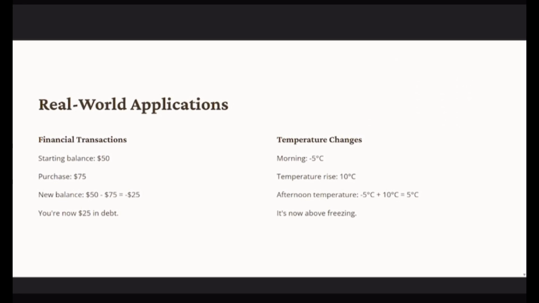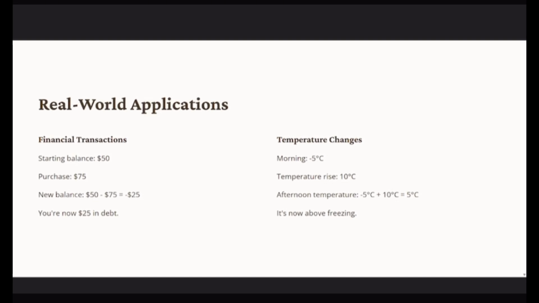Real-world applications. 1. Financial transactions. Let's say you start with a balance of $50 in your bank account. If you make a purchase of $75, you'll subtract $75 from your $50 balance. This means you're now $25 in debt. 2. Temperature changes. Imagine the temperature in the morning is -5 degrees Celsius. If the temperature rises by 10 degrees Celsius throughout the day, you'll add 10 to -5. Now the temperature is 5 degrees Celsius, which is above freezing.